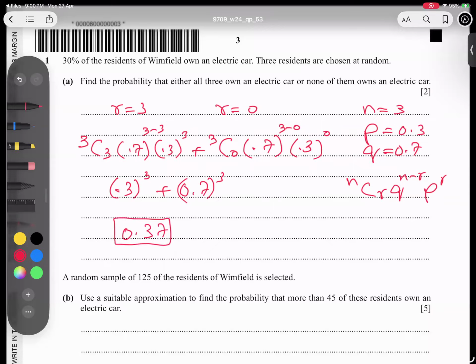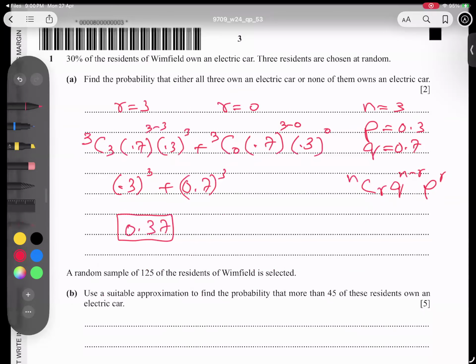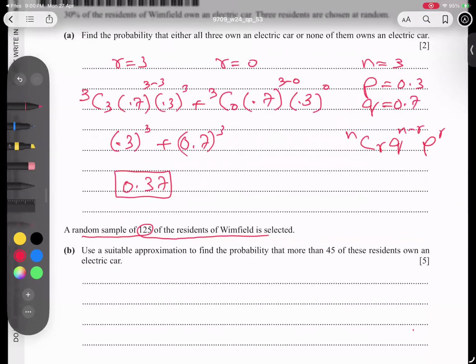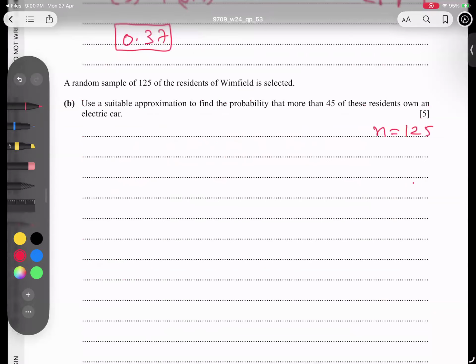So part number 2: a random sample of 125 residents is taken. So the sample is 125 now. Use a suitable approximation, and you know very well, students, how to use a suitable approximation. We need mu and deviation as well. Find the probability that more than 45 of these residents own a car. Again, P is 0.3 and Q is 0.7. He's saying more than 45. More than 45 means what? X value more than 45.